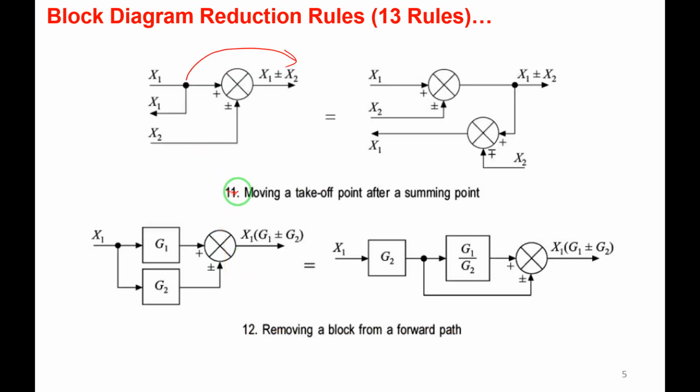Then rule number 11. Yes, if I shift the takeoff point after a summing point, the takeoff point is here, this is the summing point. I want to shift this takeoff point after a summing point. So if I shift the takeoff point after a summing point, one more summing point gets added. You can see here that the takeoff point had come here. Then observe here, at the takeoff point the output is x1. So the takeoff point has shifted here. At the output I should get x1 only.